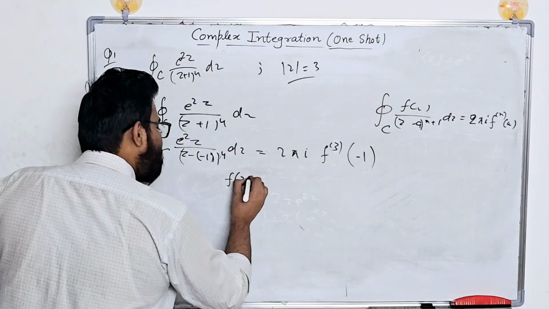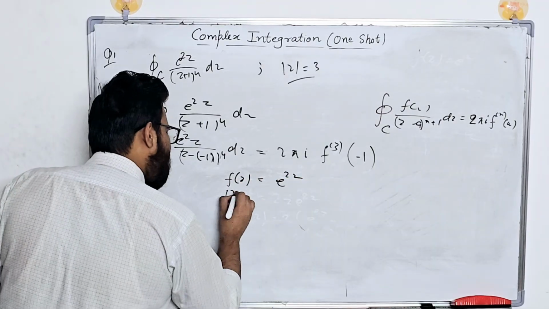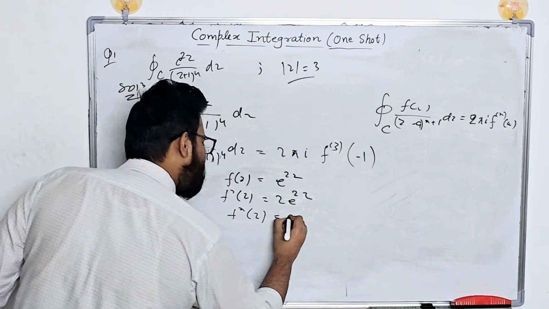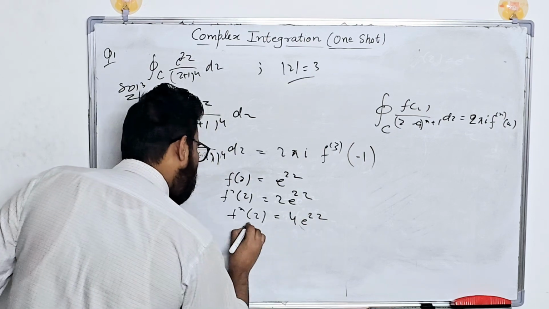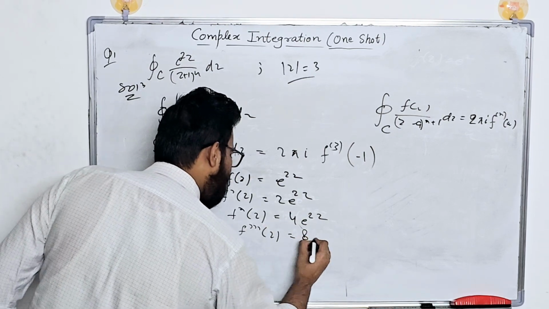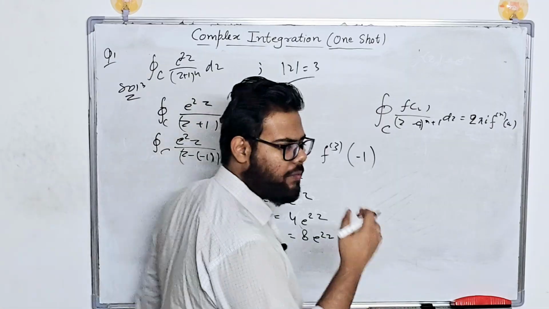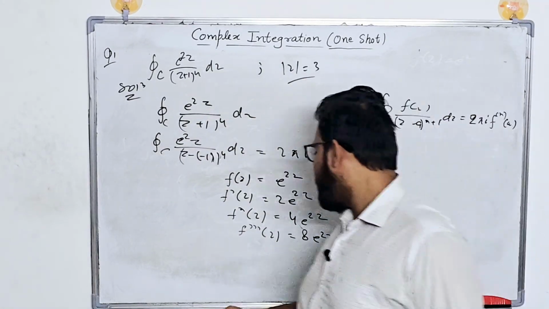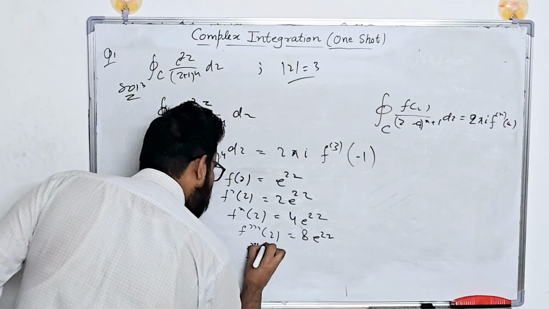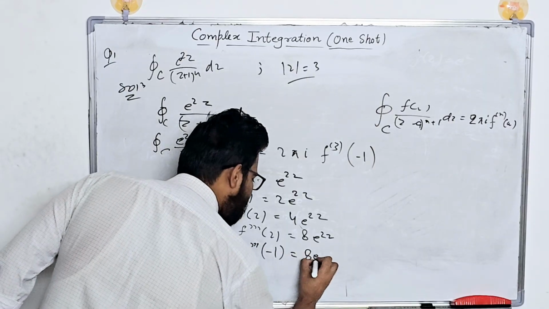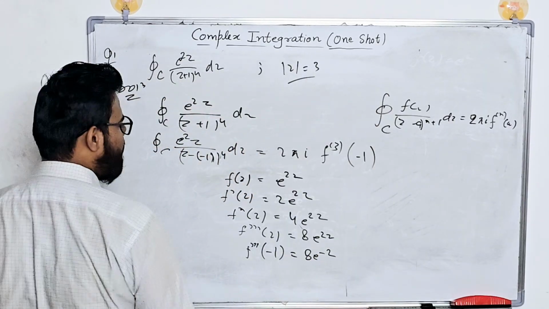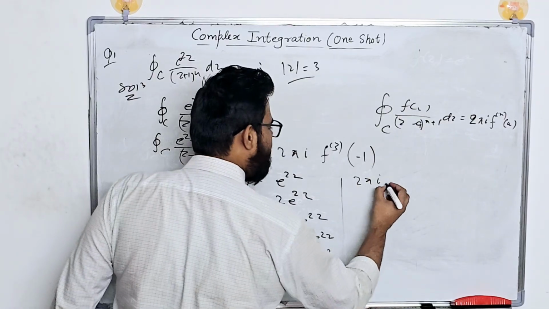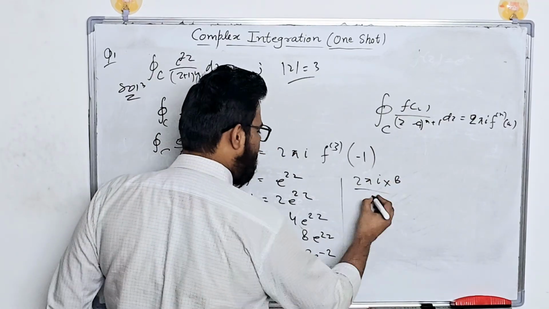Correct. Now we know that f of z is equal to e to the power 2z. Hence f dash of z is equal to 2 e to the power 2z, and f double dash of z is equal to 4 e to the power 2z. f triple dash of z is equal to 8 e to the power 2z, right? Hence f triple dash of negative 1 is equal to 8 e to the power negative 2, right? Hence we have the expression 2 pi i into the quantity 8 divided by e square.